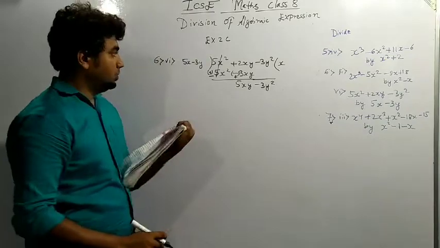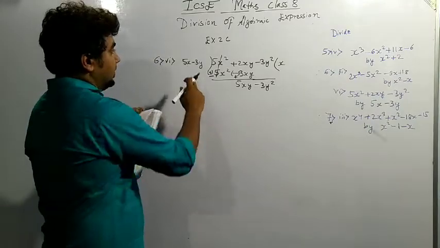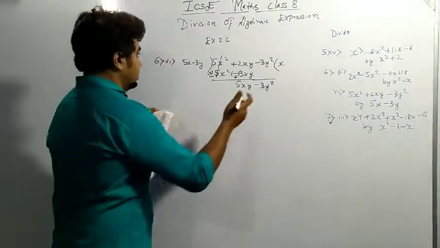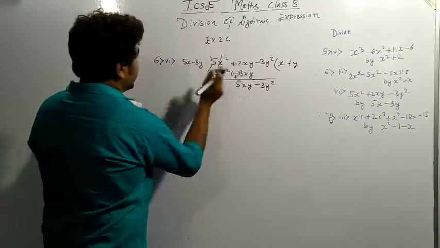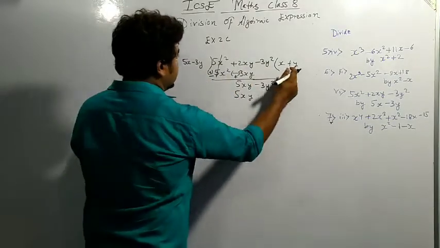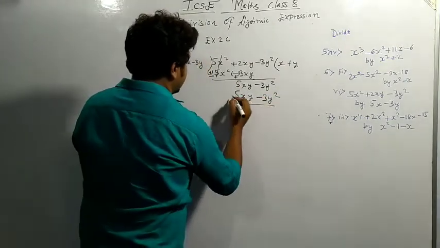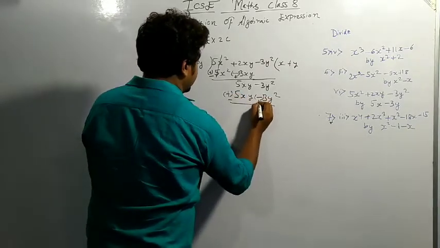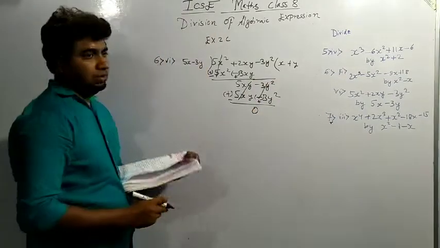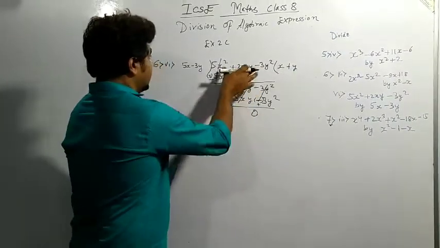Now what is the requirement? We have to make 5xy. Is it possible to make? We are given 5x. If I will be multiplying with plus y, because we have to make 5xy, 5x into y is becoming 5xy, and minus 3y into y becomes minus 3y square. So from here, this plus will become minus and this minus will become plus. So this is getting cancelled and this is also getting cancelled. So remainder is 0.